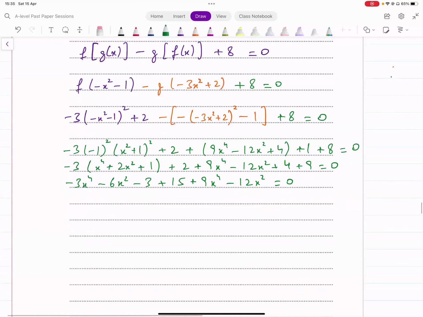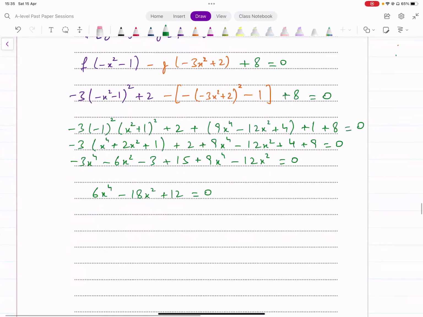Now let's see which are the x power 4 terms, one is this term, one is this term. That gives you 6x raised to power 4. And then let's see which are the x square terms, minus 6x square and minus 12x square. That gives us minus 18x square. The constants are minus 3 and 15. That gives you plus 12 equals 0.